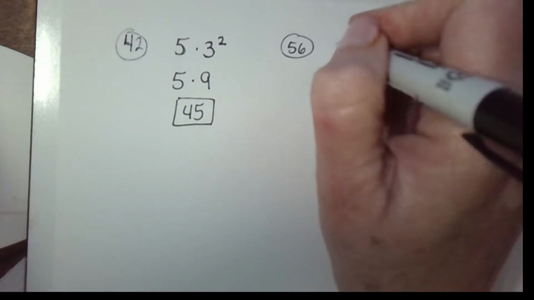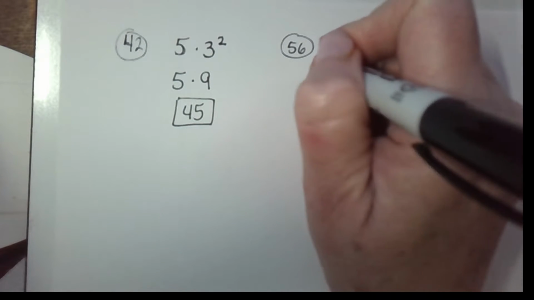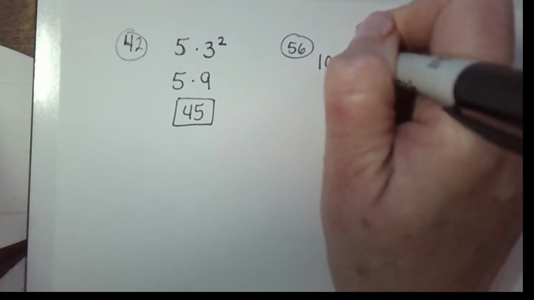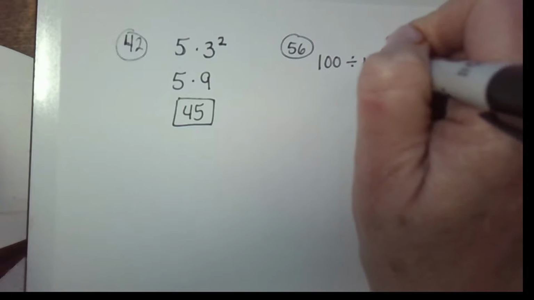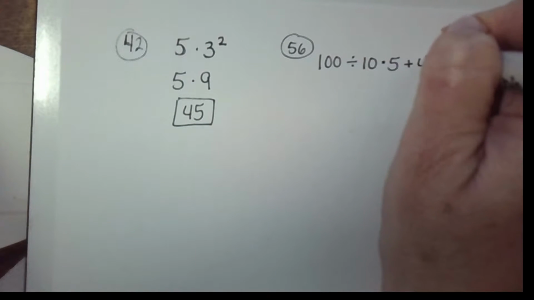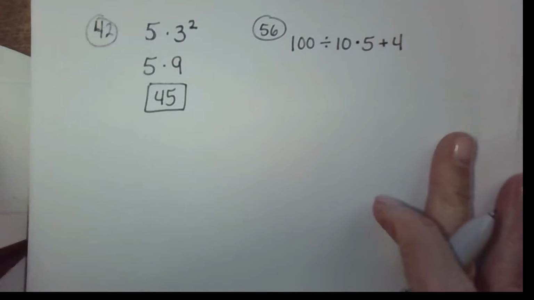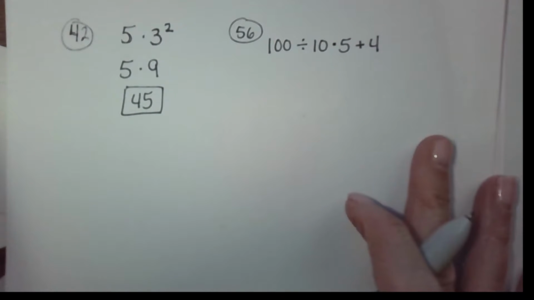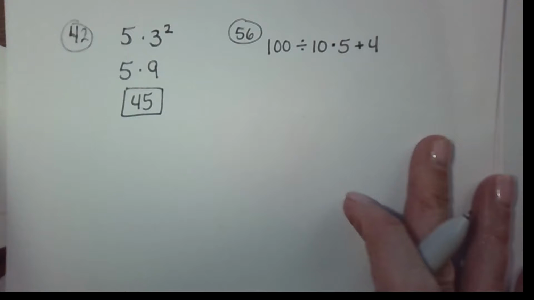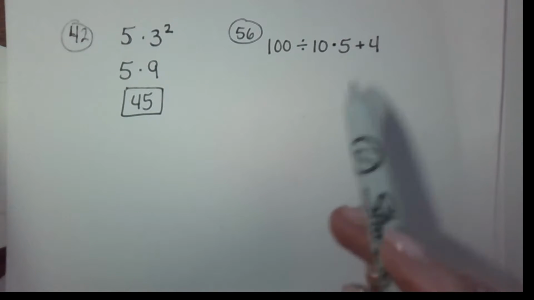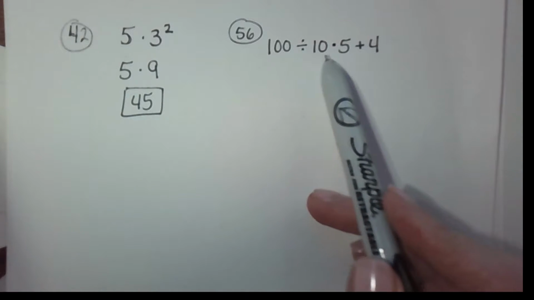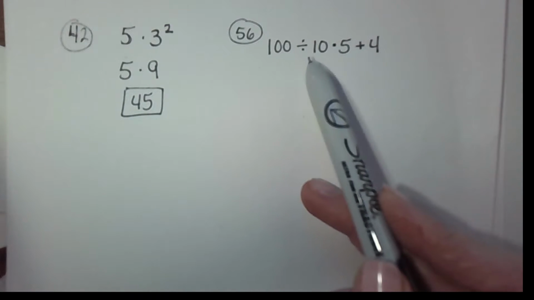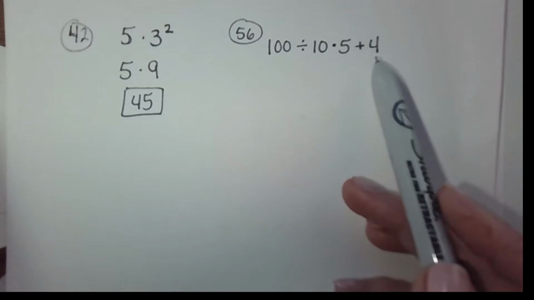In 56, we see 100 divided by 10 times 5 plus 4. Okay, here's a situation where we do not have parentheses anywhere. We do not have exponents anywhere. So now we're on step 3, multiplication and division.